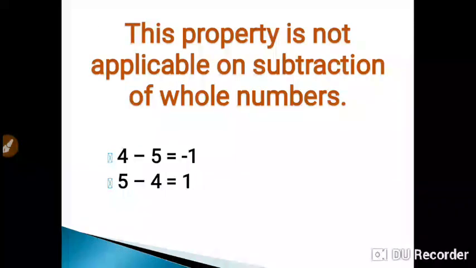For example, 5 minus 4 is equal to 1. But when we look at 4 minus 5, imagine that you have 4 apples. So can you eat 5 apples out of these 4 apples? This is not possible. So 4 minus 5 is not equal to 5 minus 4. It means A minus B is not equal to B minus A.